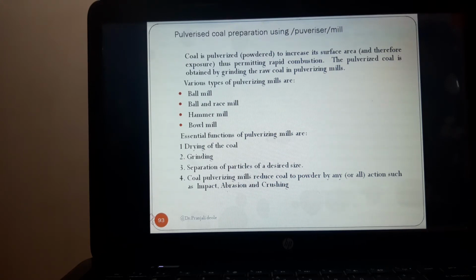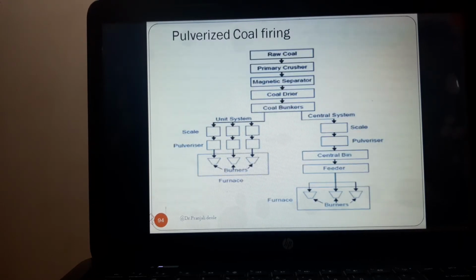The essential functions of pulverizing mills are drying of the coal, grinding, and separation of particles of a desired size. Coal pulverizing mills reduce coal to powder by any or all actions such as impact, abrasion and crushing. This particular diagram gives you the flow of coal in a pulverized coal firing system.